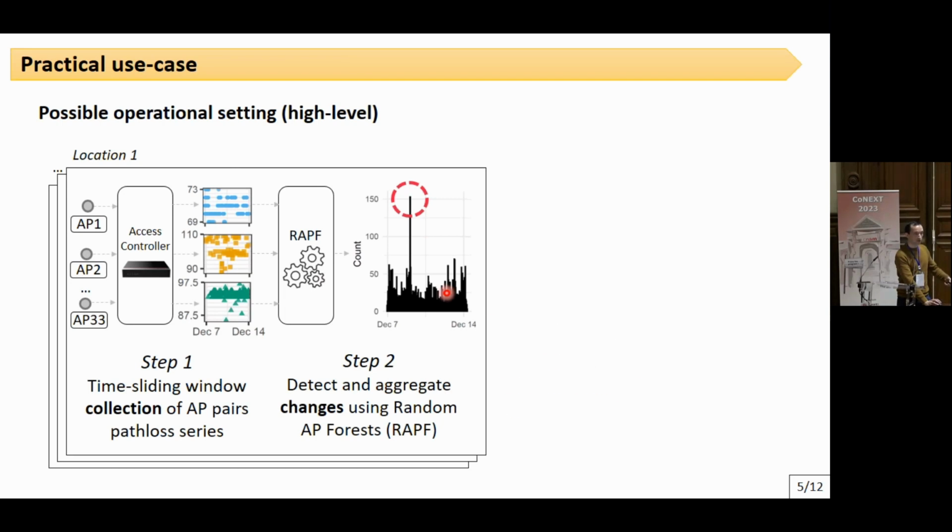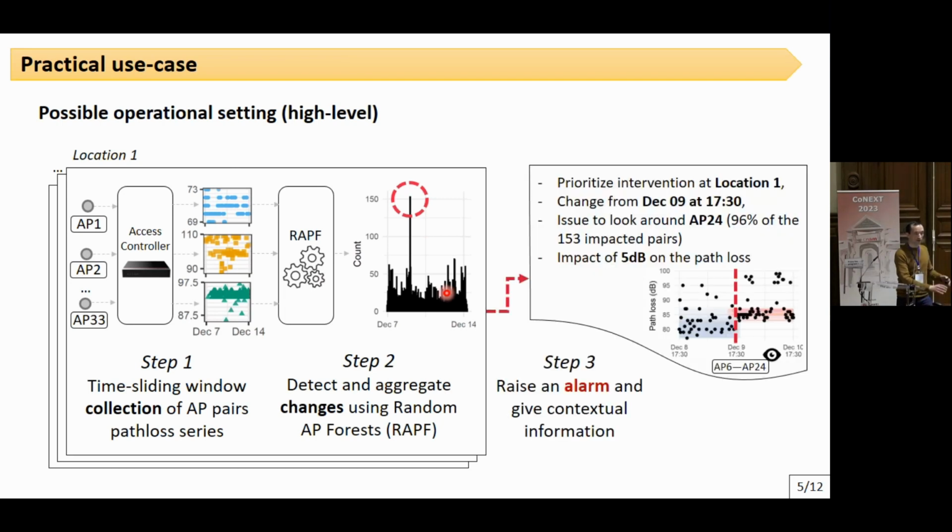And after, how to use this? So we perform this for all the locations, and then it gives us some insight about how to prioritize and also raise some alarms in case of detected change point. So in this case, we could prioritize intervention in this location 1. It also gives additional information, so we can have information about the date of change.